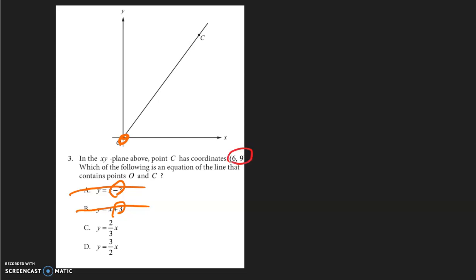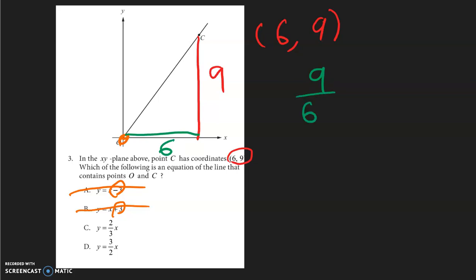What else do we know? We know that the coordinate of C is going to be 6, 9. So now let's find the slope. Should the slope be 2 over 3 or 3 over 2? So slope is going to be rise over run. We know that up and down, which is the y value, will be 9. And left and right, which is the x value, is going to be 6. So rise 9 over 6. Simplify this fraction by dividing both top and bottom by 3. 9 divided by 3 is 3, and 6 divided by 3 is 2. So the slope is going to be 3 over 2, which is letter D.